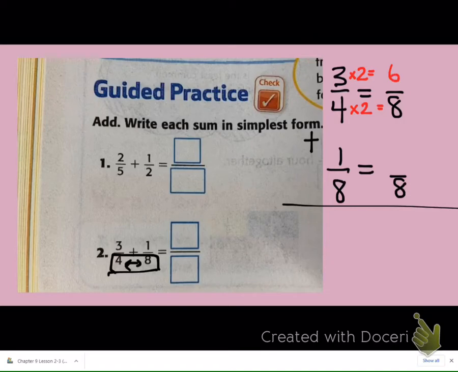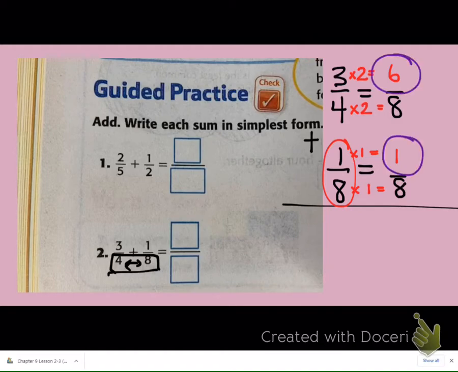I've got to do the same thing for my other fraction here. 8 times 1 is equal to 8. 1 times 1 is equal to 1. Of course, if you think about it, 1/8 is equal to 1/8, right? It's kind of what it is. That makes it kind of simple. Now we just have to go ahead and add.